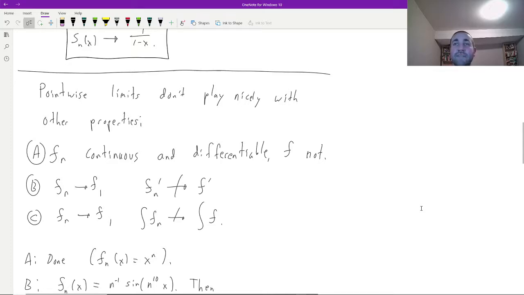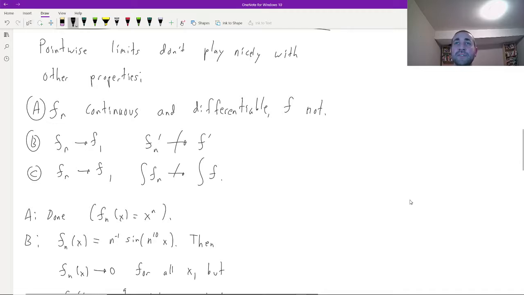Well, we can certainly have that f_n is continuous and differentiable, but the limit f isn't. We can have that f_n converges to f, but f_n prime does not converge to f prime, even if everything has a derivative. We can have f_n converging to f, but the integral of f_n doesn't converge to the integral of f. So it's useful just to have some examples of this sort of somewhat pathological behavior in our back pocket when we're thinking about how convergence can go.